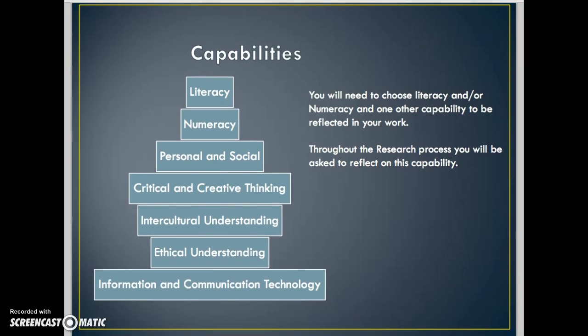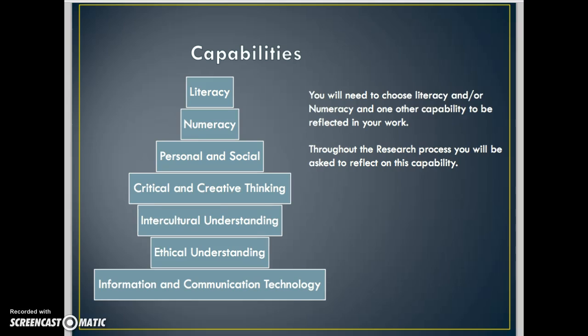So for the capabilities, you'll need to choose one of the following. I know this PowerPoint says you need to choose literacy and or numeracy and one other. The PowerPoint's a little bit outdated. You now only need to choose one. So you do not need to choose literacy and or numeracy. You just need to choose one of these. Throughout the research process, so throughout your folio, you will be asked to reflect on this capability.